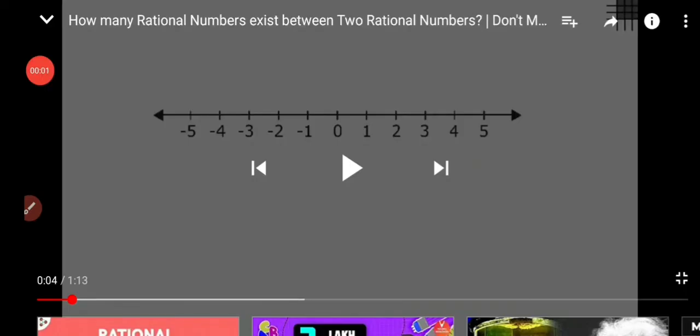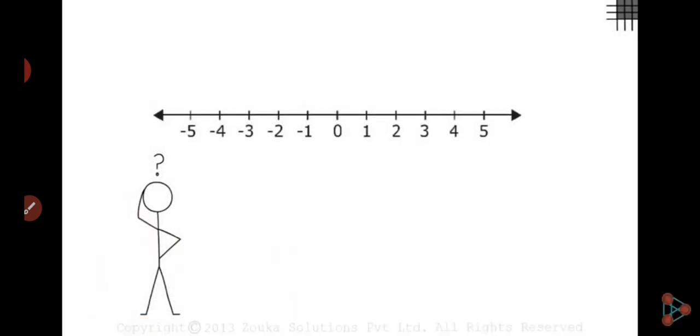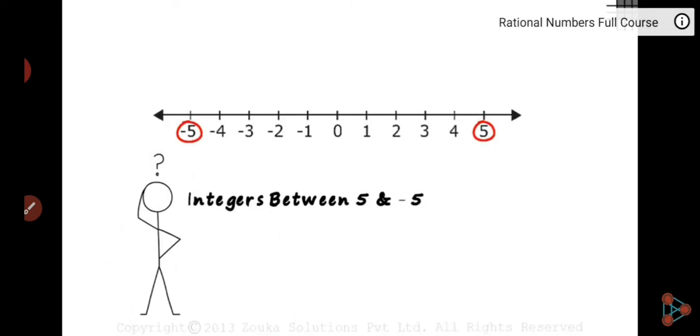Now let's see how many numbers there are between two rational numbers. Okay, let me ask you a question. How many integers exist between 5 and minus 5? We have 4 on the positive side, 0, and 4 on the negative side. 9 integers in all.